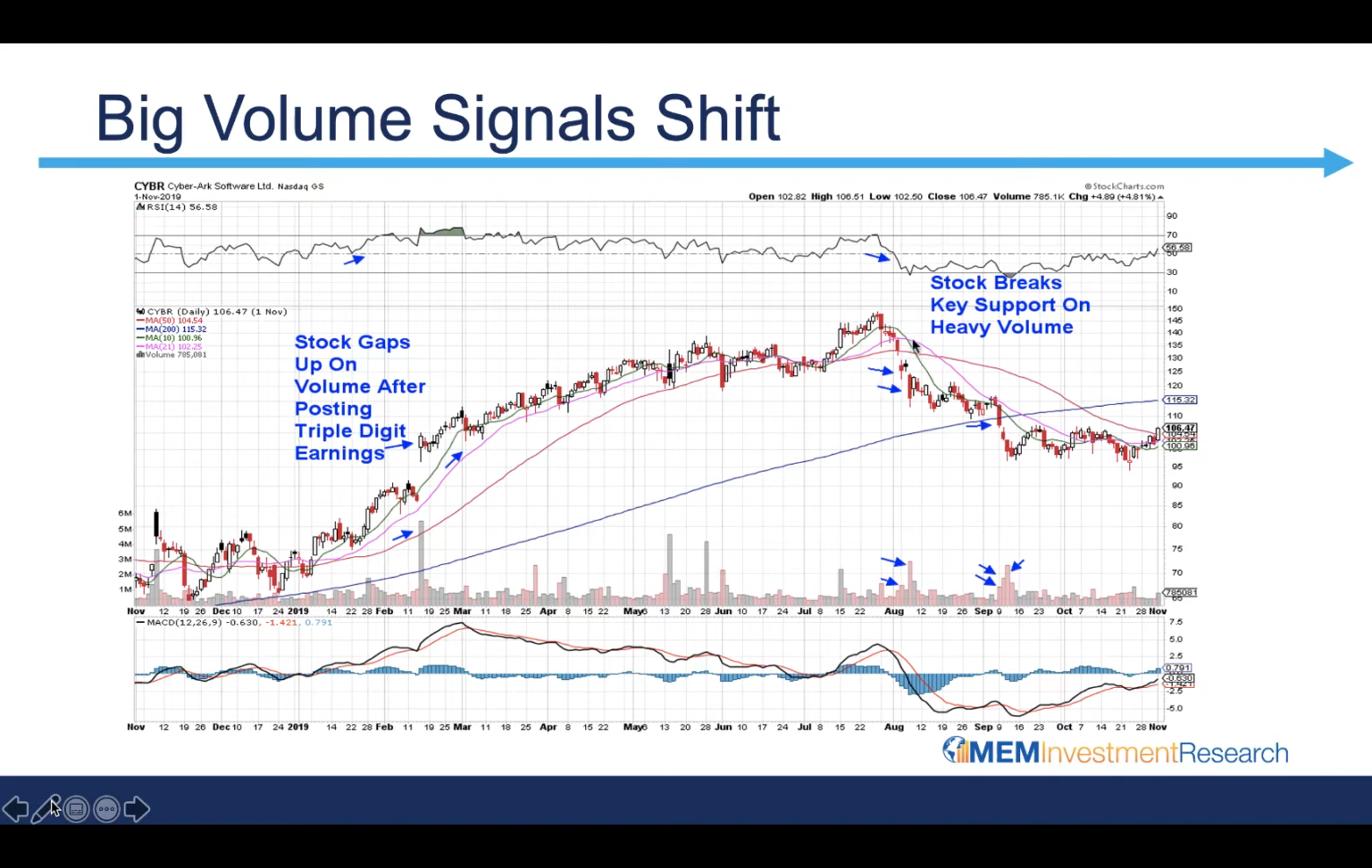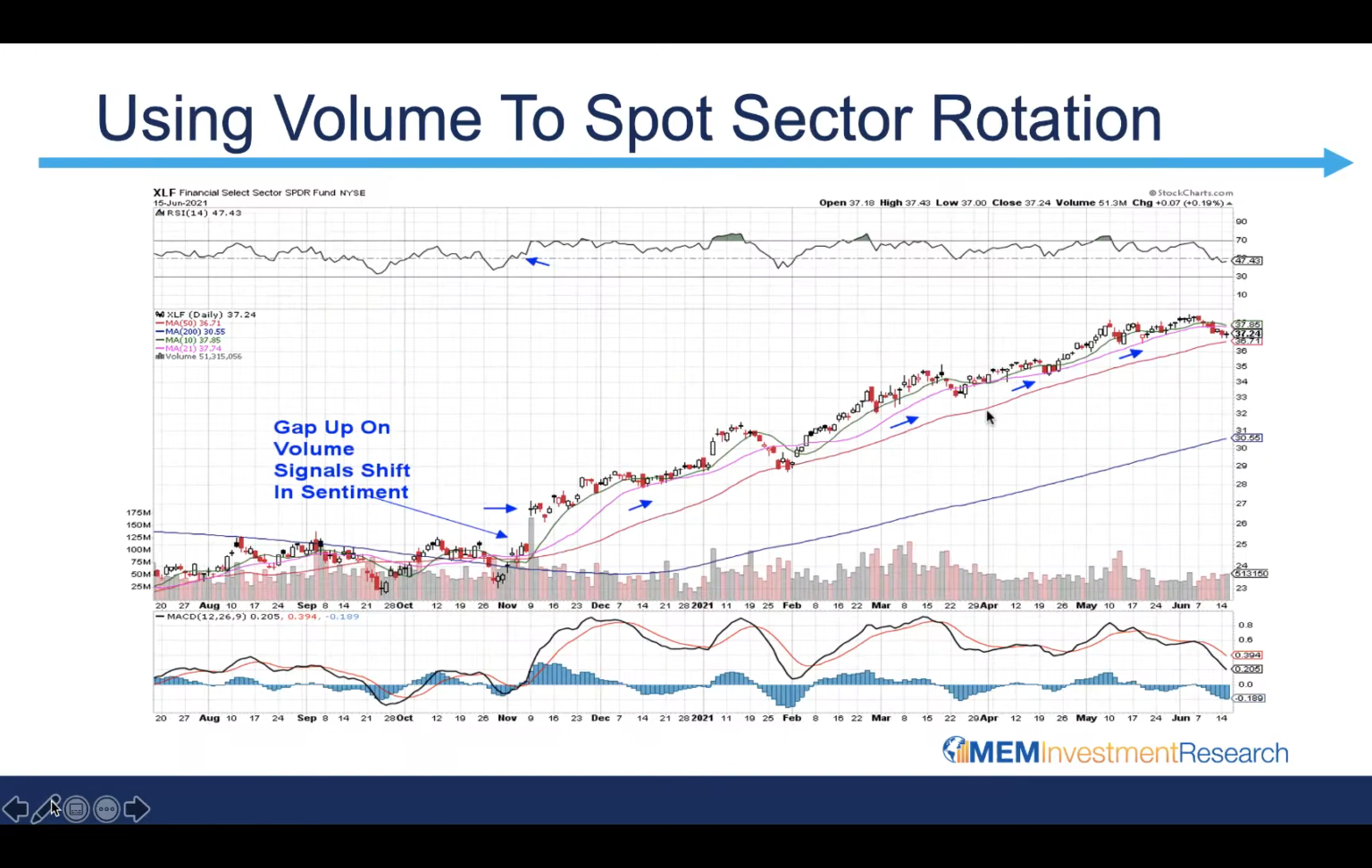We can see now the stock is hitting upon upside resistance on its way down. It breaks this 200-day simple moving average. Again, big volume, signaling more downside ahead. Now, I did mention to you that in addition to using these volume characteristics for individual stocks, you can also use it in helping you spot moves in and out of different sectors.